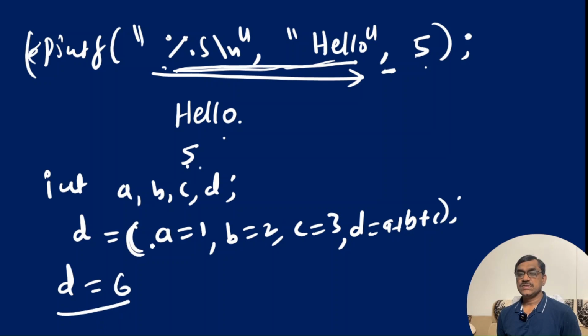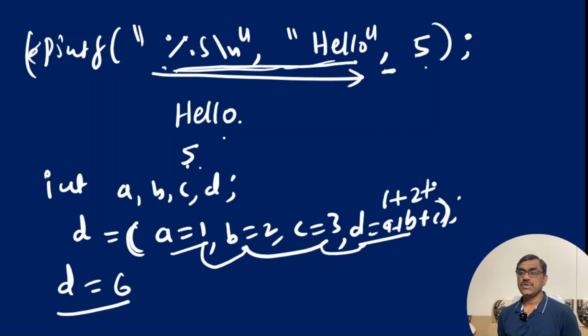Why? First, the expression within the parenthesis is executed. That means a = 1, b = 2, c = 3. Next, d = a means 1 + 2 + 3. So finally, you are getting d = 6. So these are some examples using comma operators. After this, we will see C programs on conditional operator as well as comma operators using Visual Studio Code.